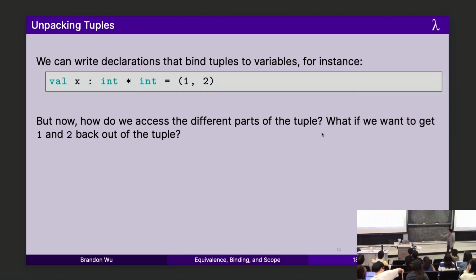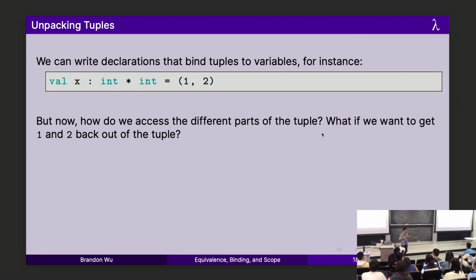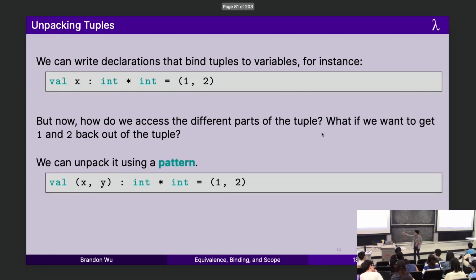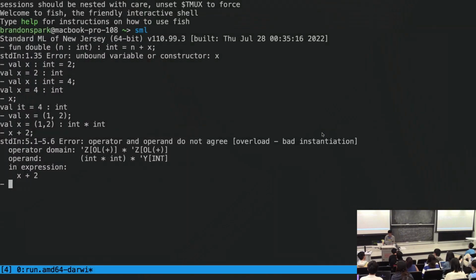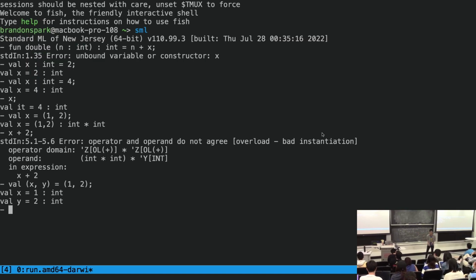So to get the values back out, I'm going to use something called a pattern. In the same way that we use tuples to put things into tuples, we use tuple patterns to take things back out of tuples. So we say val x, y : int * int = 1, 2. If I show you this on the SML/NJ REPL, we get two bindings: x pattern matches to 1, y pattern matches to 2. So I get them back out, and now I can use them.